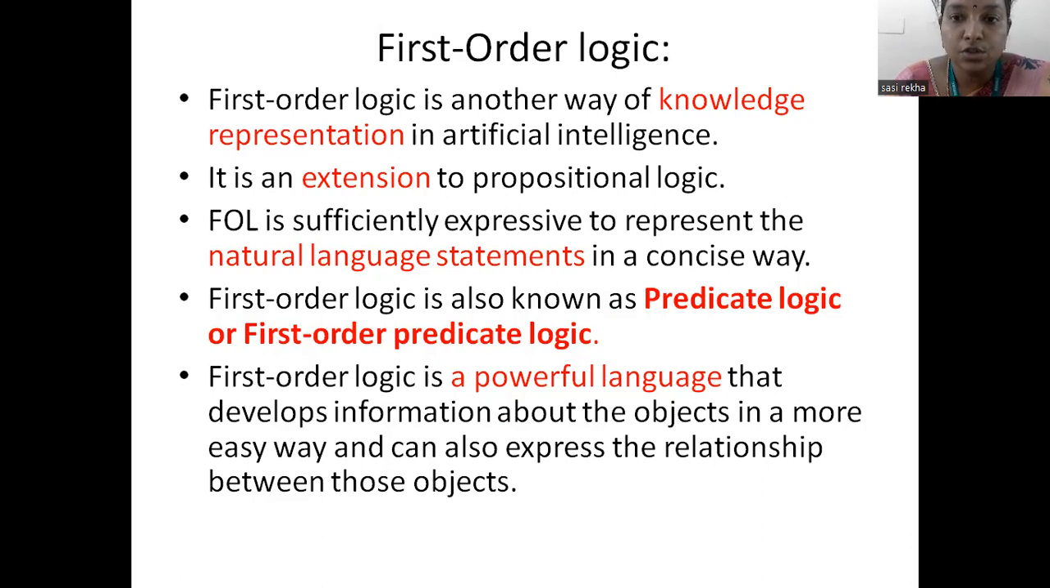This is used to represent your natural language statement in a concise way, because AI will not understand natural language statements. So we have to make AI understand them using knowledge representation in the form of FOL. It is also known as predicate logic or first order predicate logic. It is a powerful language that develops information about objects in an easier way, and it also expresses the relationship between those objects.